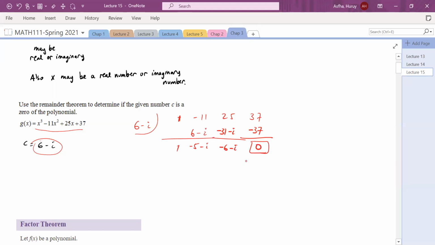And as you can see, using the remainder theorem, f of c, which is f of 6 minus i, is r, where r is 0. So basically, f of 6 minus i is 0. And what does this tell us? Well, the function at x equals 6 minus i is 0, which means this number is a zero of the polynomial function f. Therefore, the answer to this one is yes, this is a zero of the polynomial f.